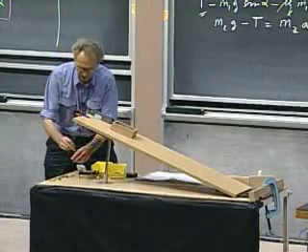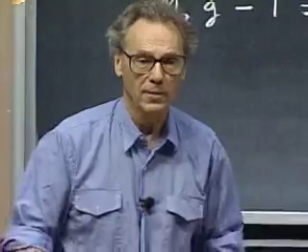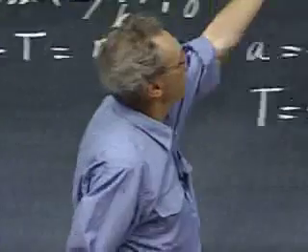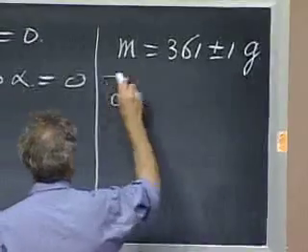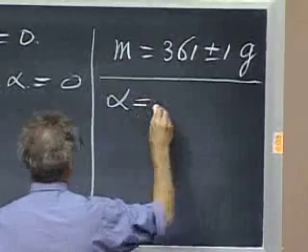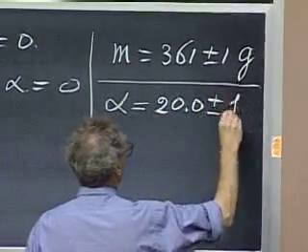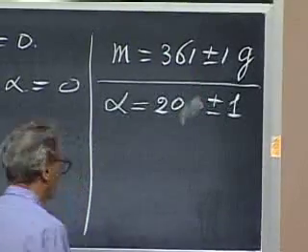Now there is 100 grams, and it's not going. It's happy, and it's sitting there. A is 0. That condition isn't met, and this condition isn't met. So now you must write down in your notebook that alpha, in this independent experiment, equals 20.0, maybe plus or minus 1. I think it's about 1 degree accuracy that I can do.